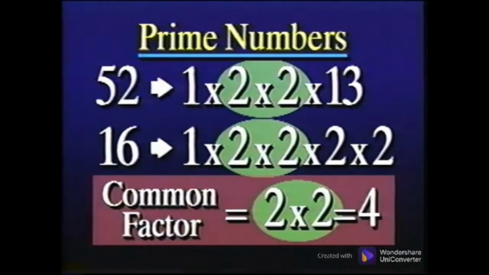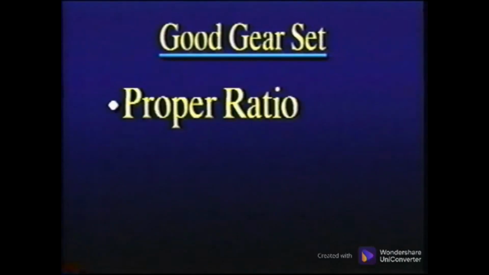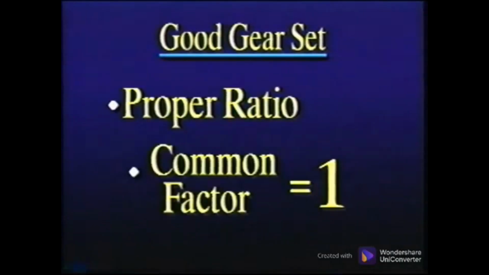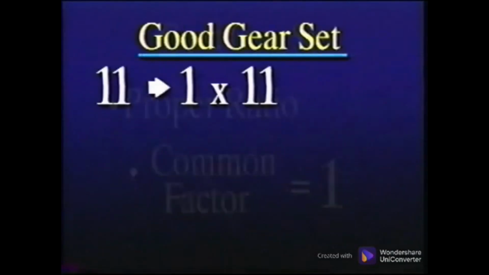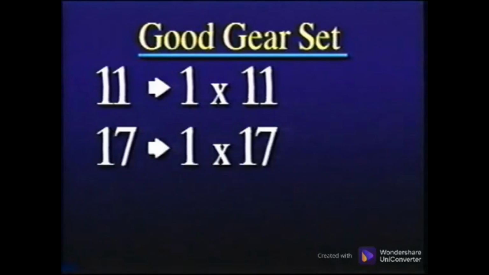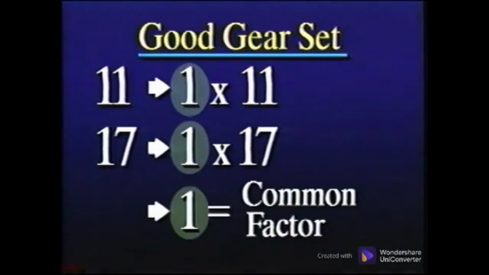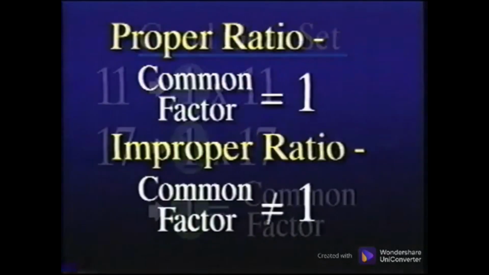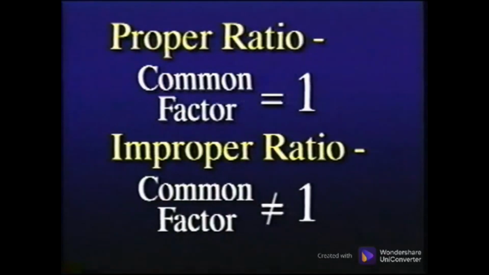So the common factor is 4. A good gear set will have a proper ratio, that is, the common factor will be 1. An example is an 11-tooth gear meshing with a 17-tooth gear. The only common prime factor is 1. A gear set that has any other common factor than 1 is said to have an improper ratio.